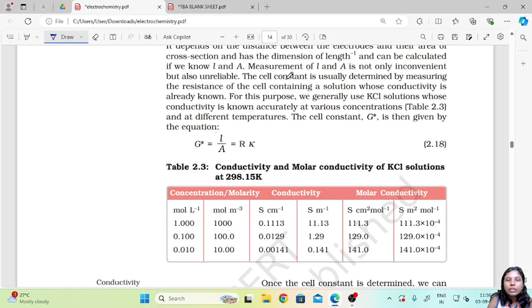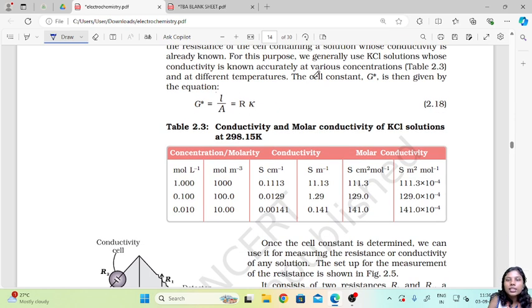Okay, now for this purpose we generally use a solution of KCl whose conductivity is already known at various concentrations and at different temperatures. So the cell constant G star is given by the equation G star equals l upon A equals RK.